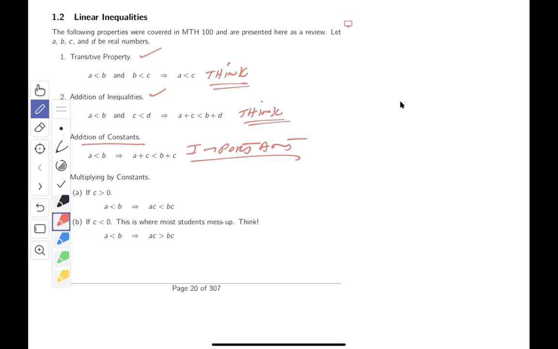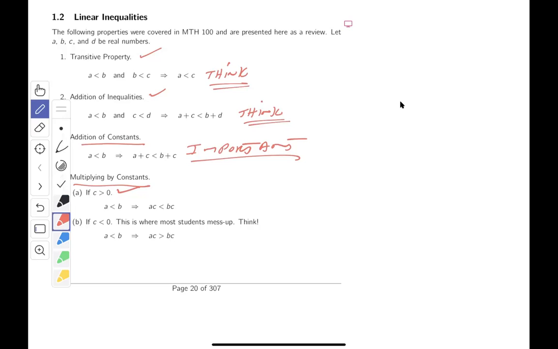All right. Here's the deal though. This multiplication by a constant is going to be a little bit tricky for some students. It's something you covered in Math 100, but it basically says this: you can multiply an inequality by any positive number. This is this thing over here, and there'll be no effect on the inequality. You'll see me go through examples on that.